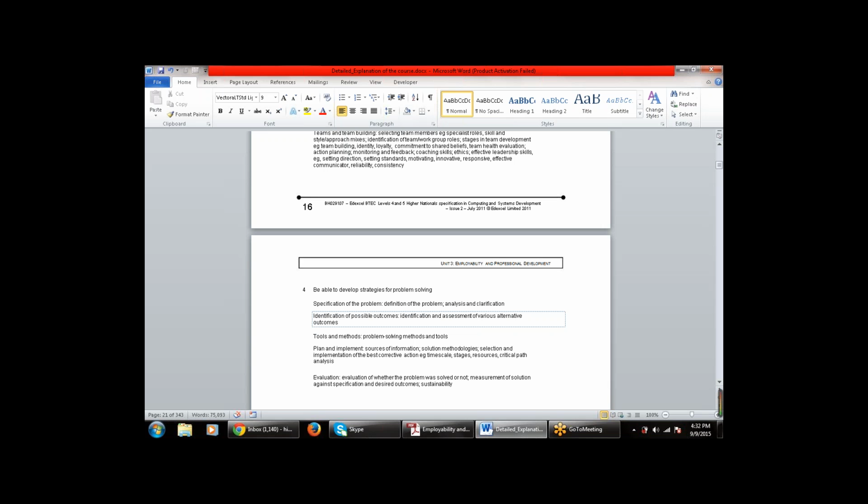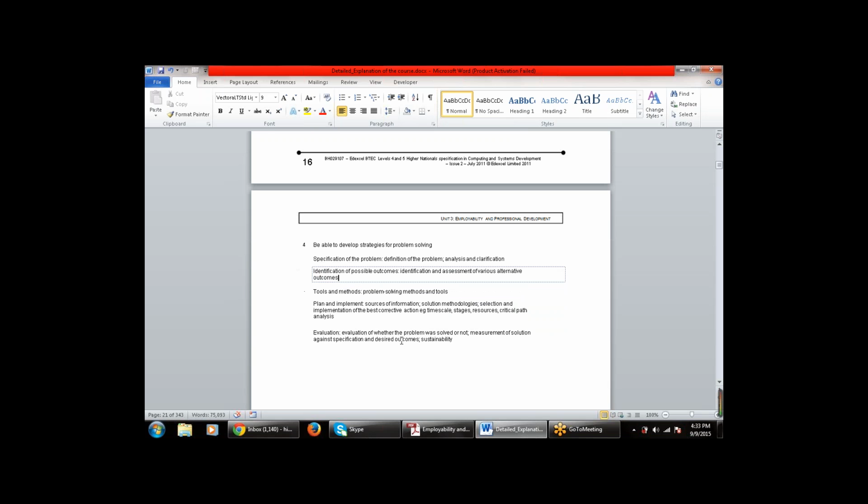The next is the tools and methods that are used, that is the problem solving methods and tools, that is plan and implement, sources of information, solution methodologies, selection and implementation of the best corrective action, for example time scale, stages, resources, critical path analysis. That is how to plan and implement using the various sources of information. Then this fourth part, that is be able to design or develop strategies for problem solving.